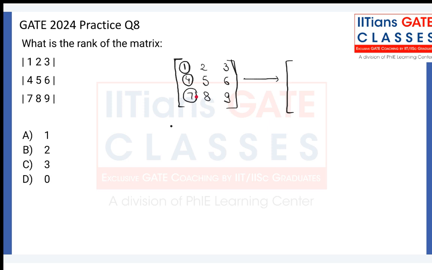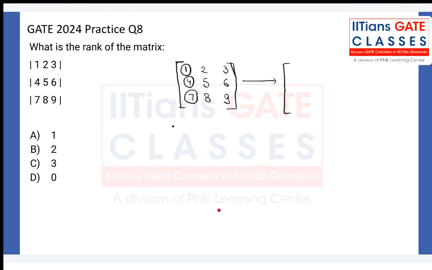Oh, sorry, the answer is not actually 1. Okay, let's look into it. This matrix has changed a bit. So let's say I want to make this 0. I'll do row 2 is row 2 minus 4 times row 1, right? So I get 1, 2, 3. First row is unchanged. Second row becomes 0, 5 minus 4 into 2, 8, which is minus 3, 6 minus 4 into 3, 12, so minus 6.